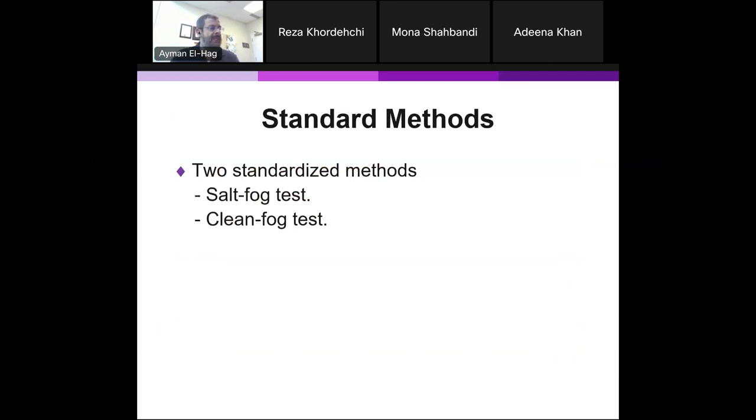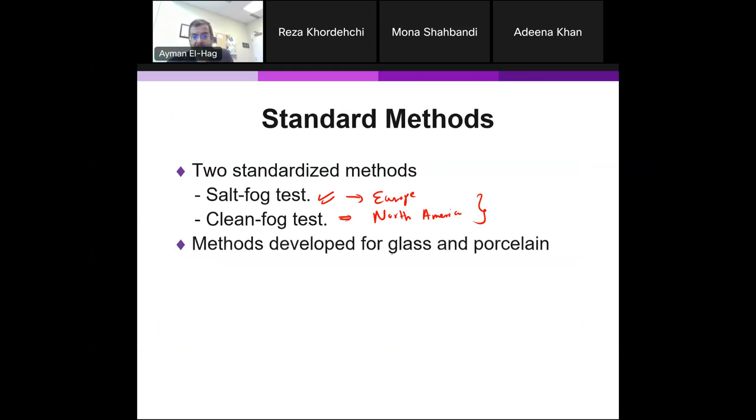Now, what are the methods we use to test against flashover due to pollutants? There are two standard methods. The first one is called the salt fog method, which is used mainly in Europe. The other one is called the clean fog test, which we use mainly in North America. These are the two standard methods we use to test insulators against contamination and to see their withstand voltages. These methods were developed for glass and porcelain insulators, but we now use them to see the aging of non-ceramic insulators, especially the salt fog test. We use the salt fog test as an accelerated aging mechanism, to see how silicone rubber can withstand arcing conditions.